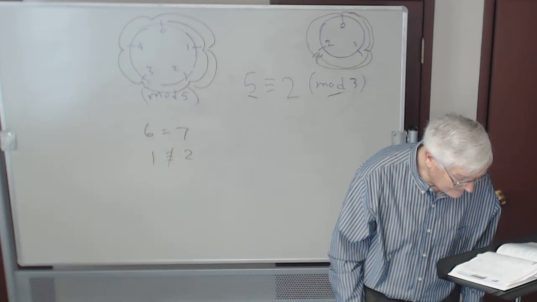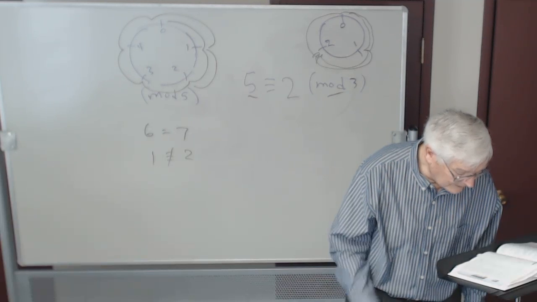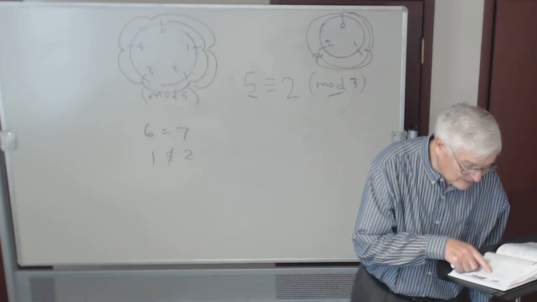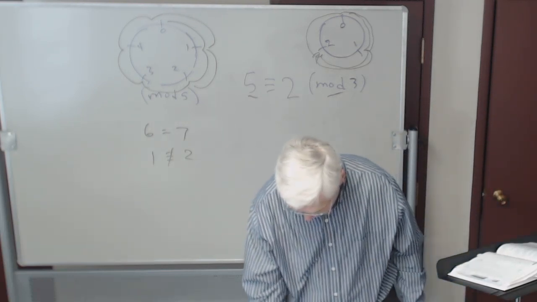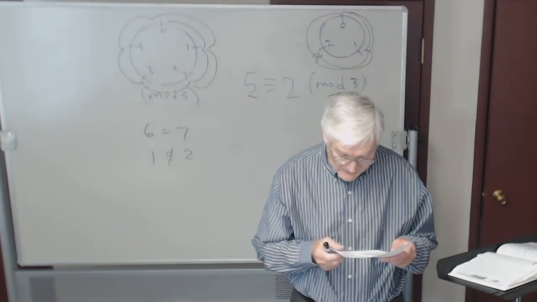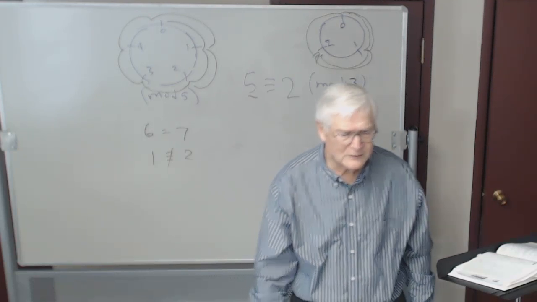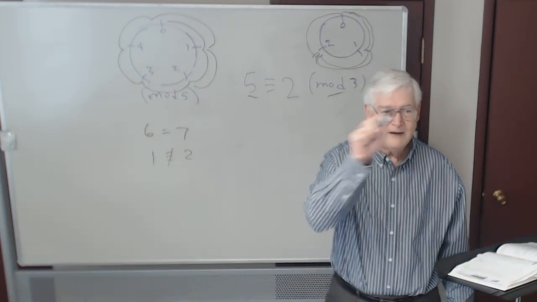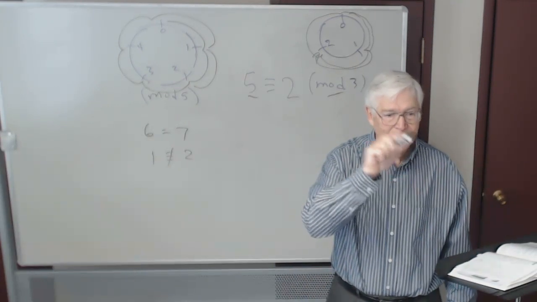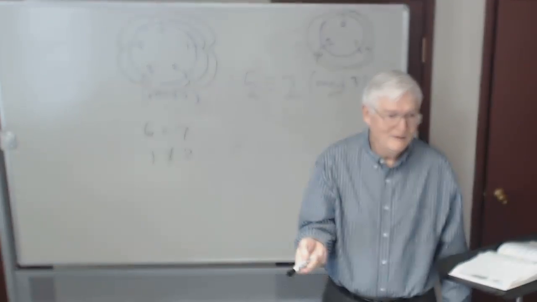Okay. Number 54. What's 3 times 3 in modulo 5? Now, your chart tells you 3 times 3 is 4. But what's 3 times 3 in your head? 9. But you only have 5 times to go around. So after you subtract 5, what's left? 4.